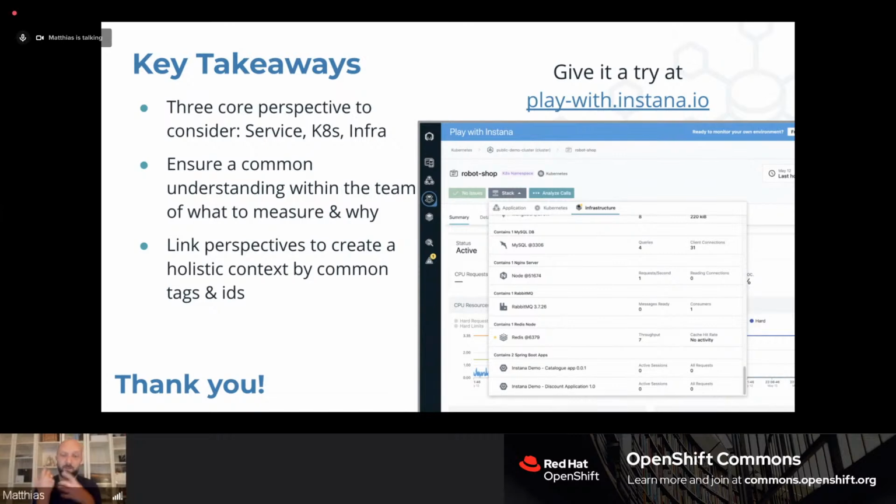Last but not least, context is king. Link these together, make them aware for everyone, and link them together so everyone has the same understanding of what you can do.